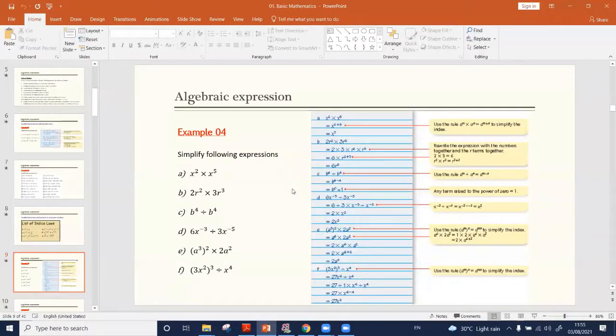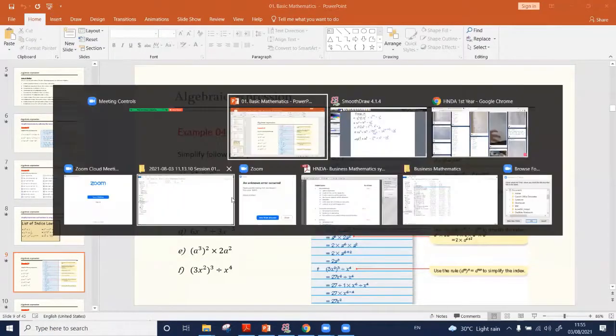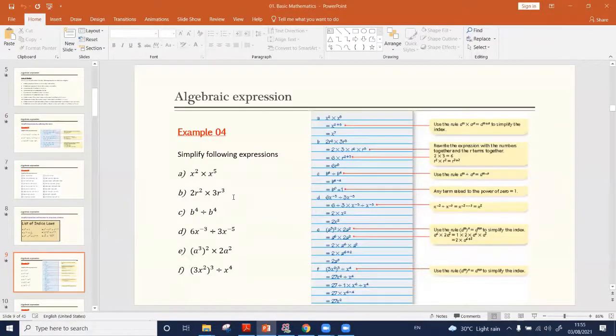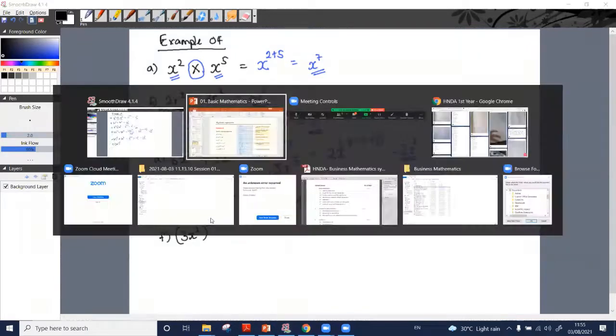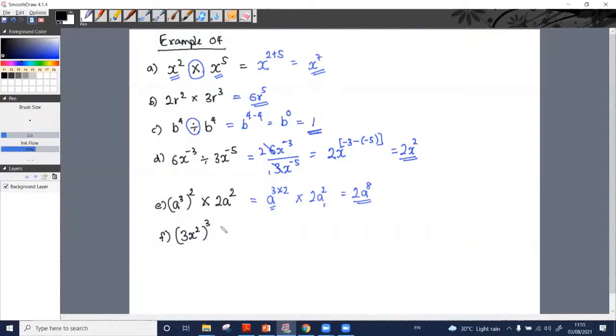Last one. Part F. 3x squared to the power 3 over x to the power 4.